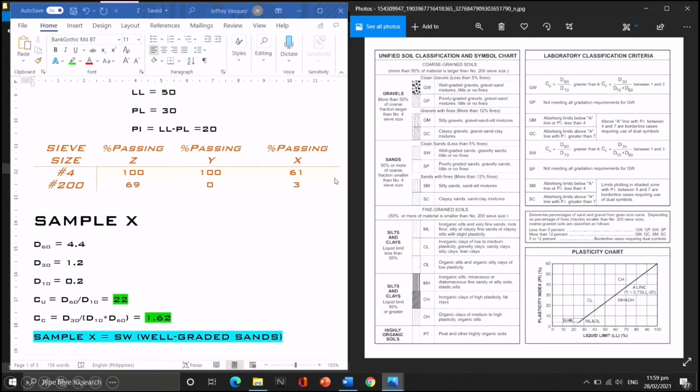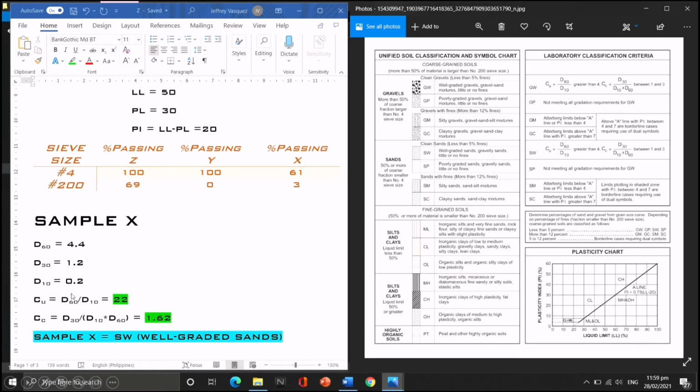So, 40% siya. Ngayon, smaller pa rin siya kung i-differentiate natin sa number 4 na passing. So, 20 lang naman eh. Hindi siya umabot ng 50%. So, small pa rin. So, sands pa rin siya. And then, syempre, 3% siya. So, less than 5% siya. Clean sands din siya.